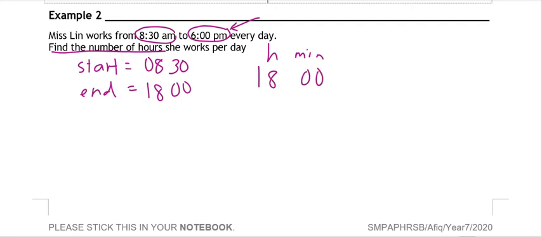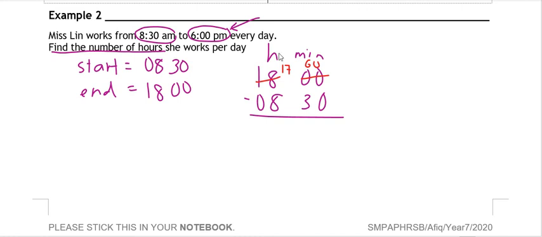18:00 minus 08:30, because we want to find the time difference. Now let's start. Look at the minute section: it's 00 minus 30. When you try to subtract between these two, you have to borrow one from the hour. So the 18 will become 17, and in the minutes, 1 hour equals 60 minutes, so 00 plus 60 will be 60, right? With that, we can solve this question already.